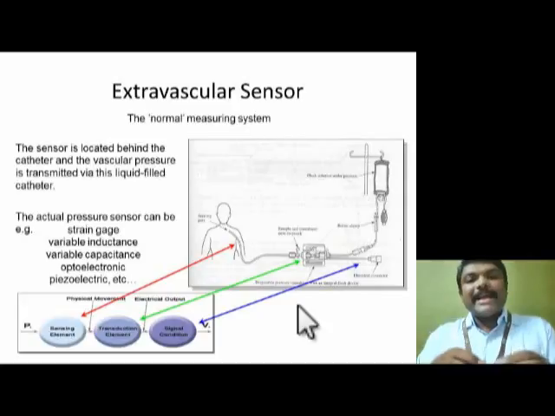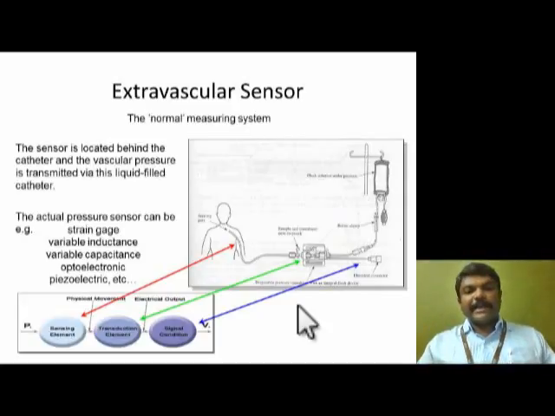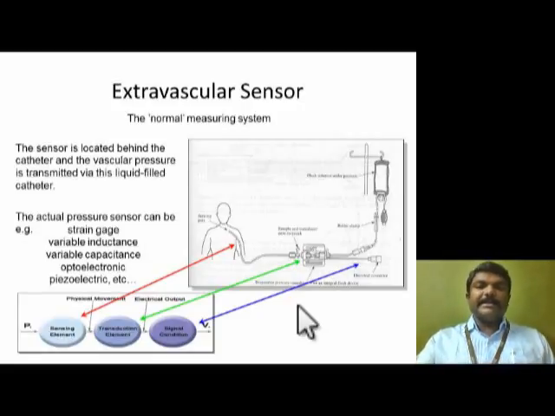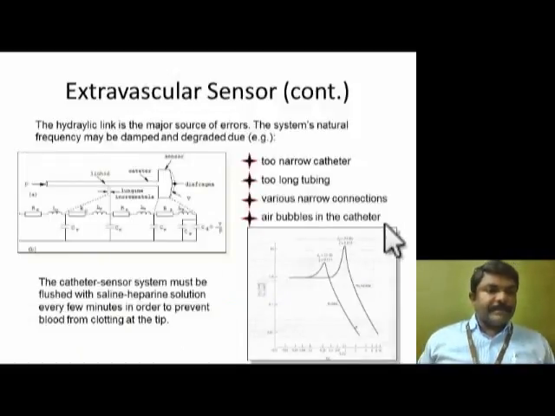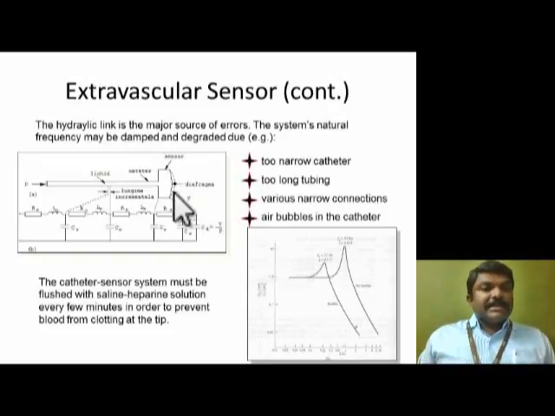So it doesn't carry the sensor. The sensor will be outside the body. The catheter will be filled with saline, and it will go inside the body and reach the location where exactly the blood pressure is going to be measured. You can see here in this picture, this is the diaphragm, and this is the exact location where the pressure is measured. Now this diaphragm is the sensor which is kept outside the body.